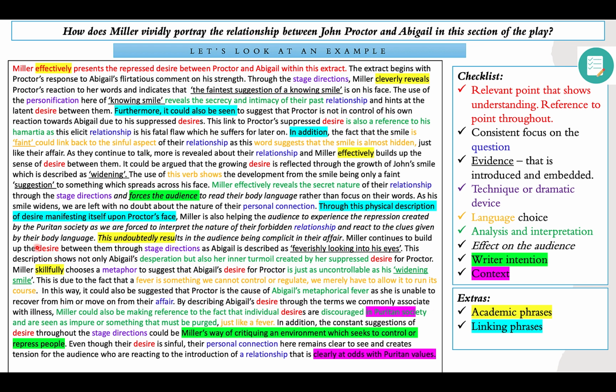So I've gone back to my own point here to show that what I'm saying is still relevant, and I've also got a dramatic device. As Abigail is described as, so here I am introducing and embedding this quotation, feverishly looking into his eyes.